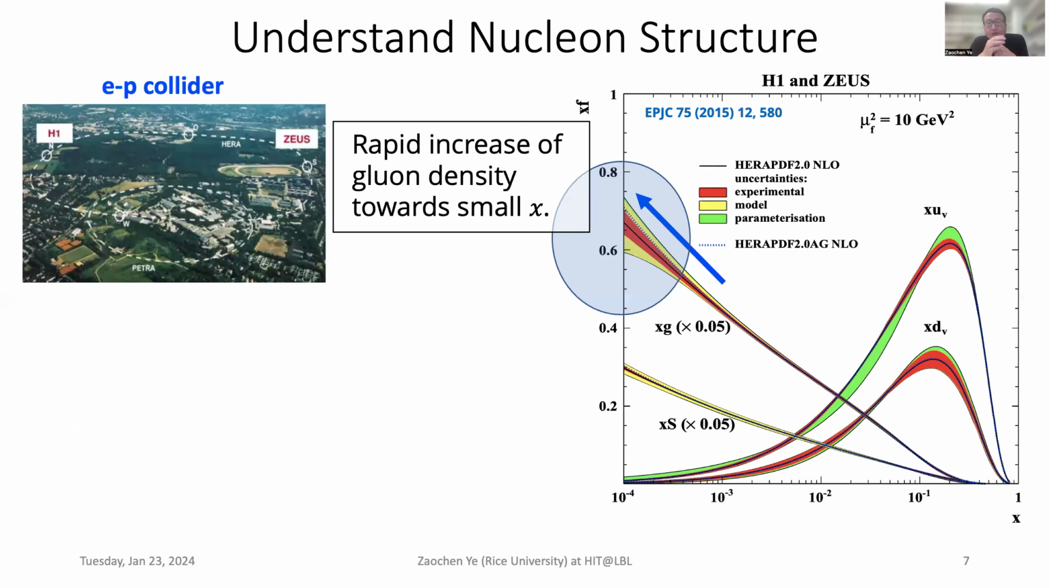The right figure shows an example of the parton distribution functions extracted from electron-proton collisions at HERA. As we can see, at the relatively higher x region, the valence quarks dominate, while going to smaller and smaller x region, the gluons keep dominating and keep increasing.